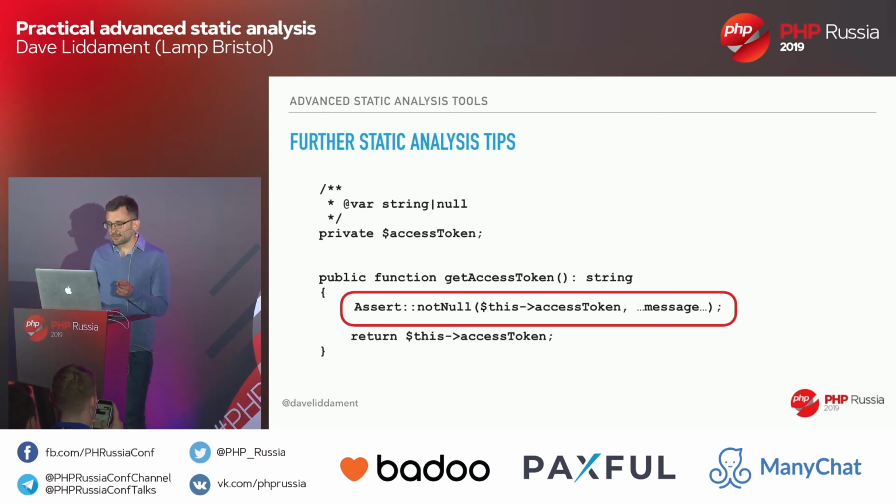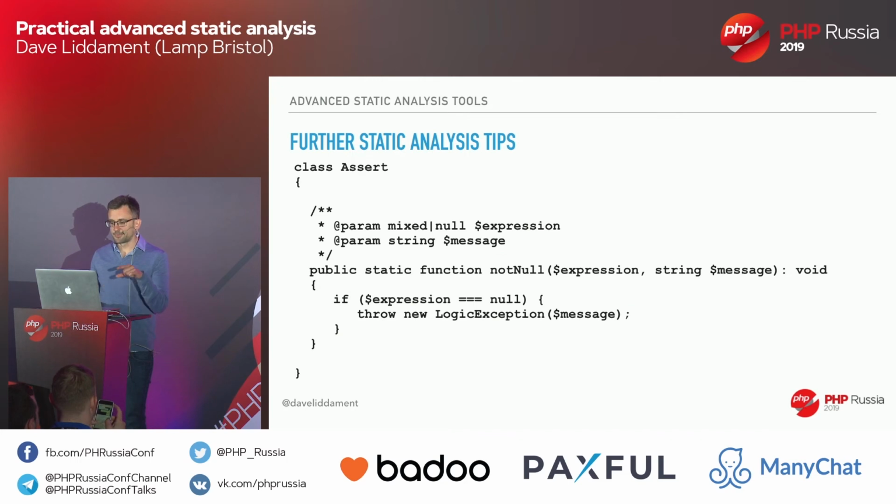So again, Psalm is clever enough. If our implementation of not null is something like this, where we look at the expression and then we throw an exception if that expectation is not met, Psalm is clever enough to know that's what's going on in here, and it will all work fine.